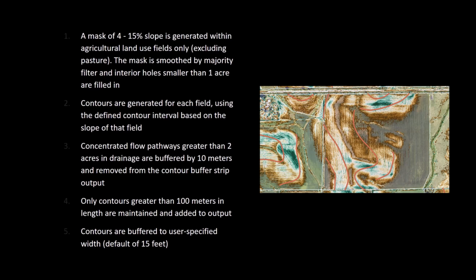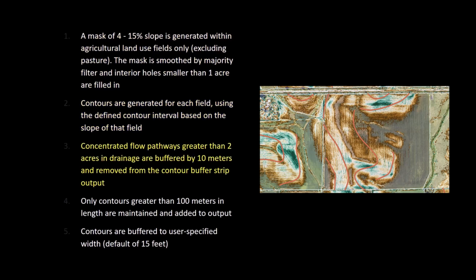The ACPF tool begins to place contour buffer strips by first masking out 4 to 15% slopes by fields within agricultural land. This does not include pasture. The mask is smoothed by majority filter so that holes within the mask are filled. Contours are then generated within each field using the defined contour interval that was based on the slope of that field.